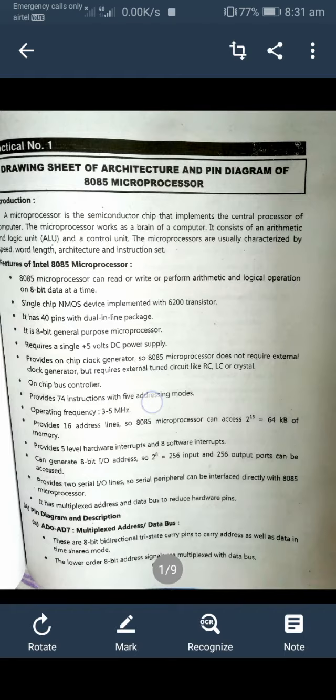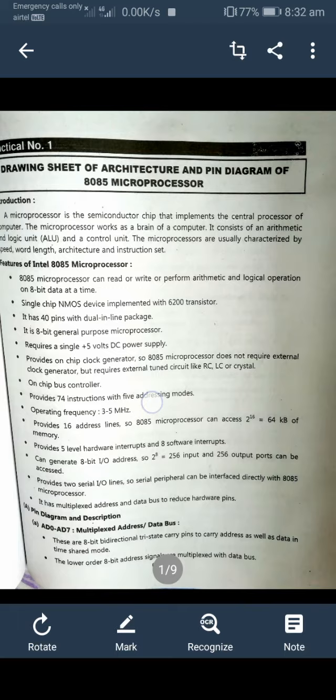It provides an on-chip clock generator, so the 8085 microprocessor does not require an external clock generator but requires an external tuned circuit like RC, LC or crystal. RC means resistor capacitor, LC means inductor capacitor. It has an on-chip bus controller and provides 74 instructions with 5 addressing modes. Operating frequency of 3 to 5 MHz is required.